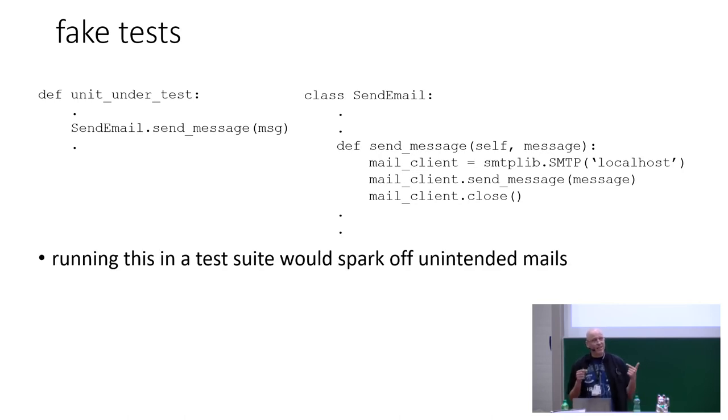If we would run this in a test site, that would spark off unintended emails. Because if I would say I want to test all of my functionality, because I want to have 100% of code coverage, I would, of course, send emails. And this is probably a thing you don't want. And if you do trigger your continuous integration system by commit triggers, then you would get tons of emails.